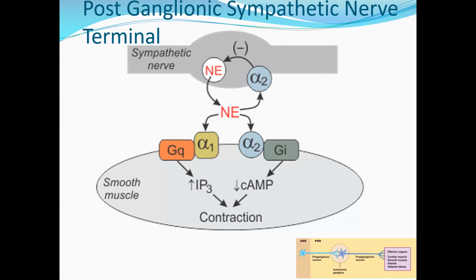So here we're talking about the post-ganglionic sympathetic nerve terminal. So remember, here's the post-ganglionic, you see it in the big arrow. And this is the junction of the nerve and the effector organ. The presynaptic membrane is on top, you see it. And here you see that alpha-2 receptor there. You have the postsynaptic membrane, and here you see the alpha-2 receptor again.